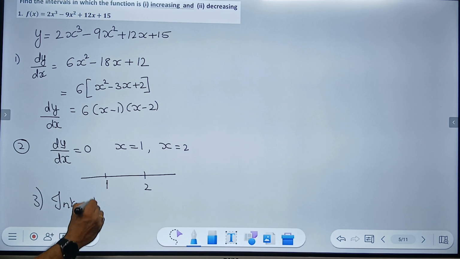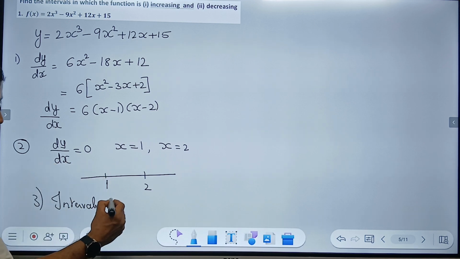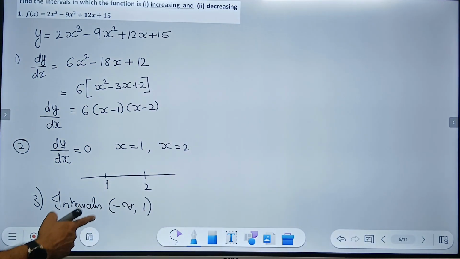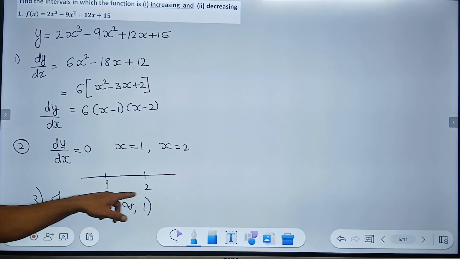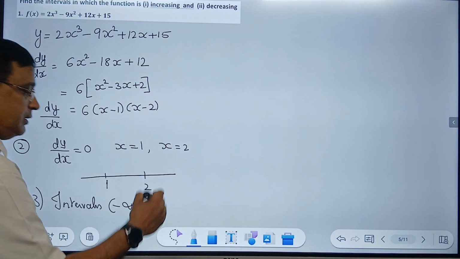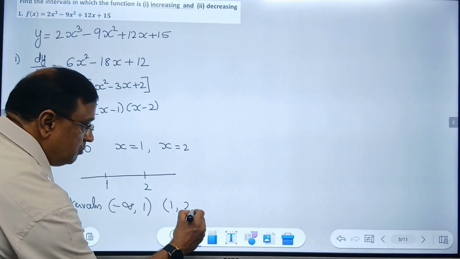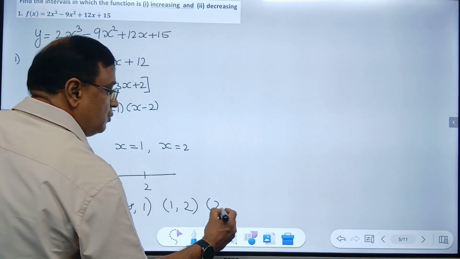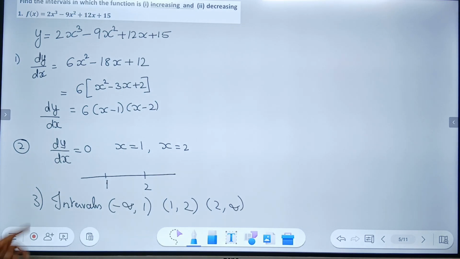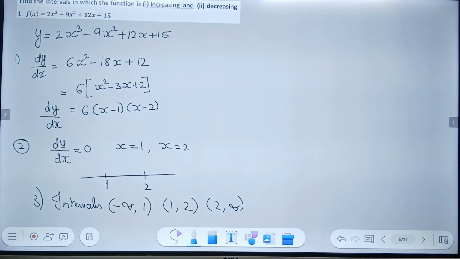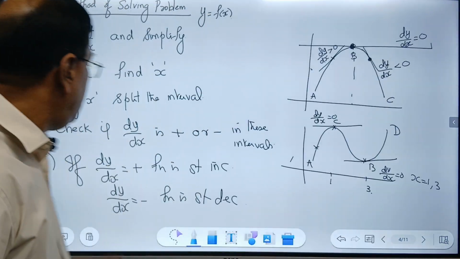the intervals are, to the left side of 1 it is minus infinity to 1. Make sure you write open interval. Okay, don't write closed interval. If you put closed interval, then dy by dx, we'll talk about it later. Then it is 1 comma 2, and then 2 comma infinity. So this is how you split the interval. You see, minus infinity to 1, 1 to 2, 2 to infinity. Correct? So I am done with the third step.